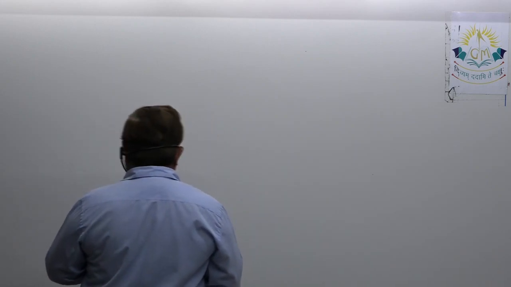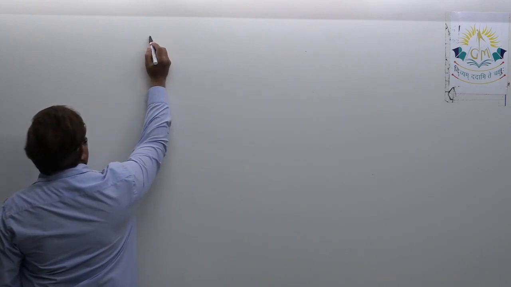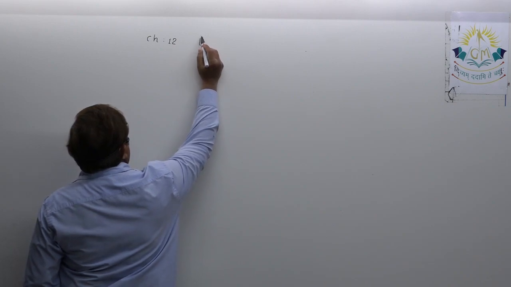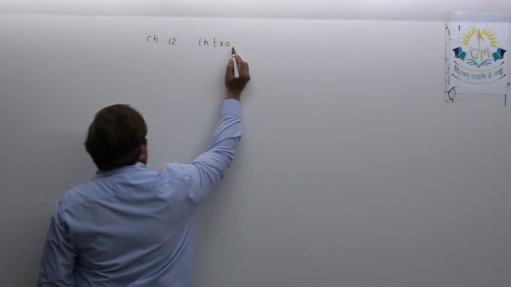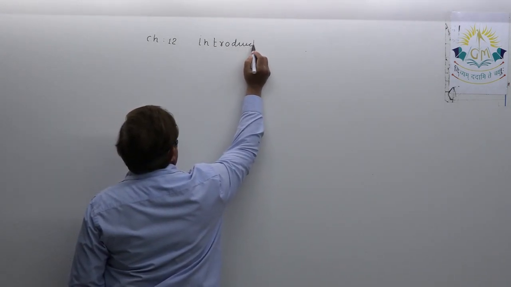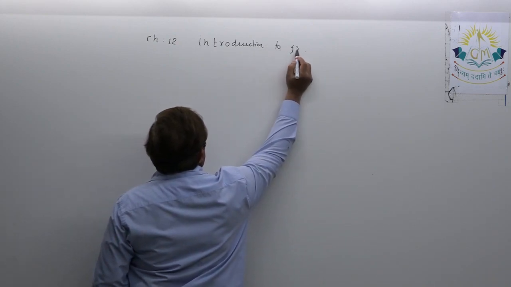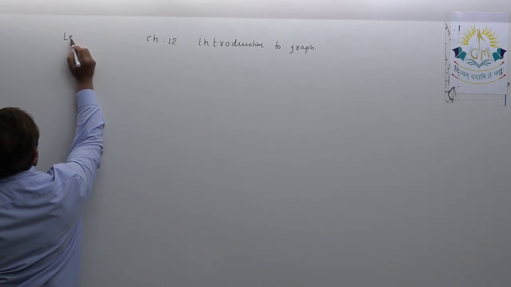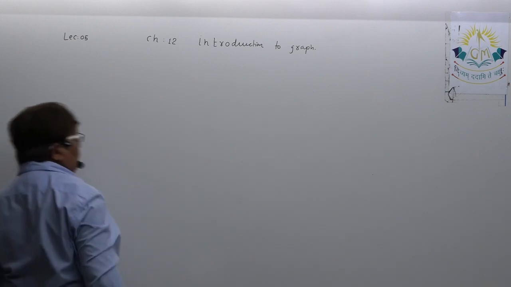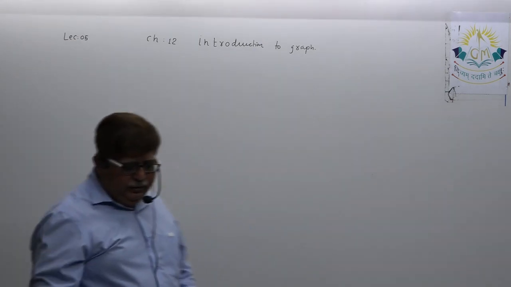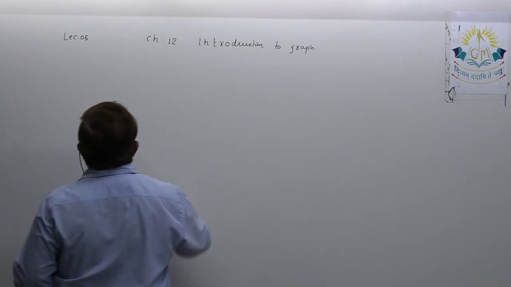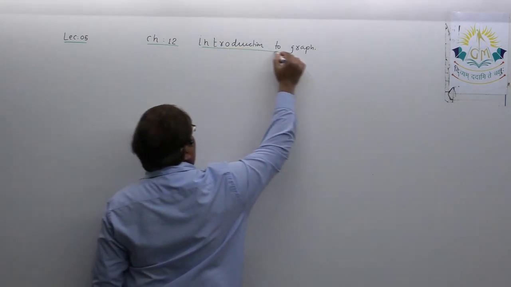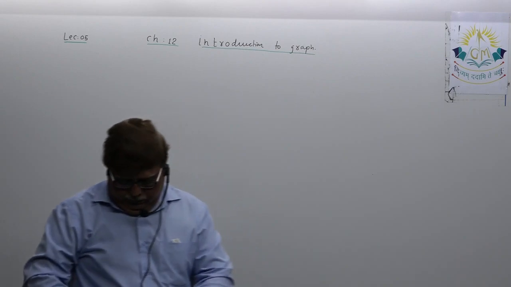Okay, see, dear student. As we all know, chapter number 12, introduction to graph, and today in our lecture number 5, we are going to understand some different types of graph from the given data. So first, let us write the question.